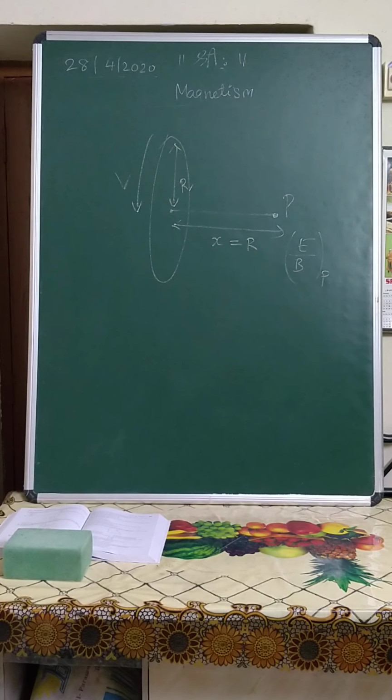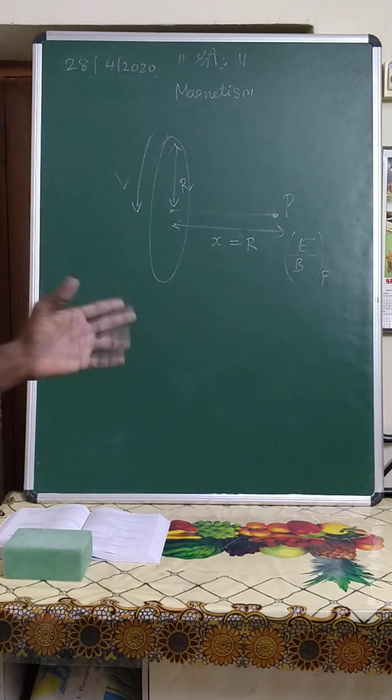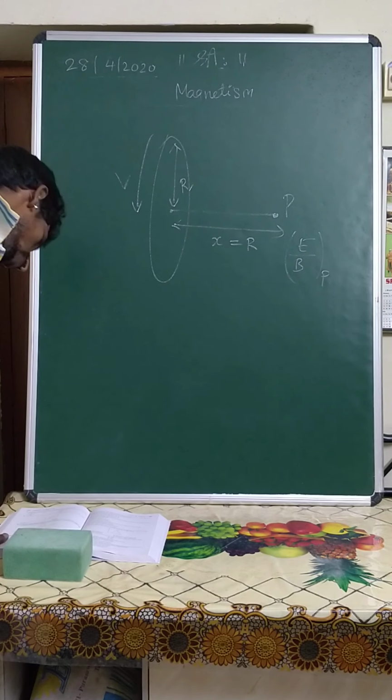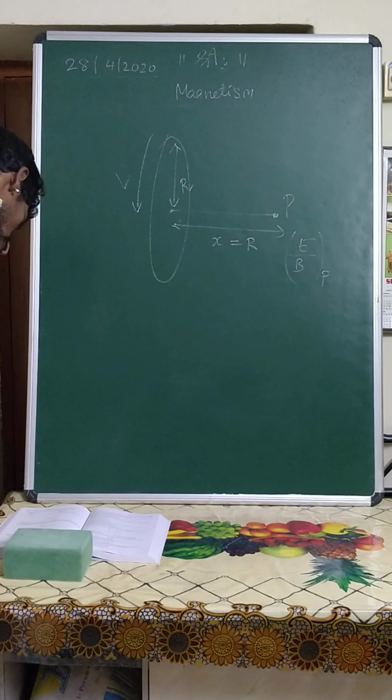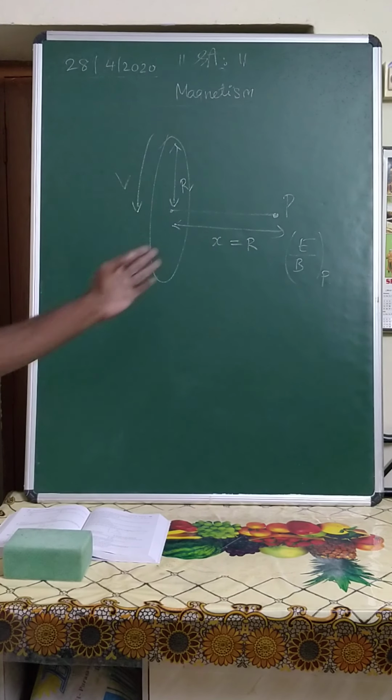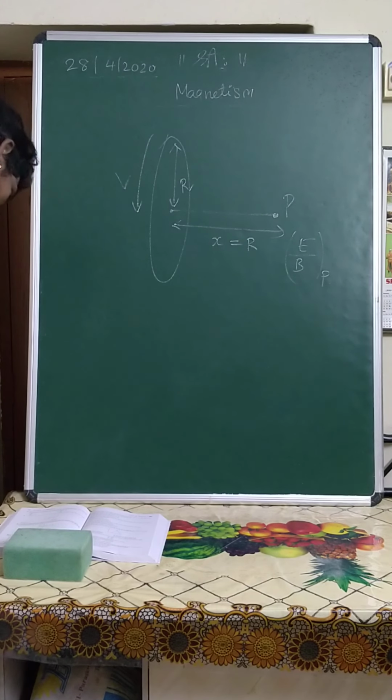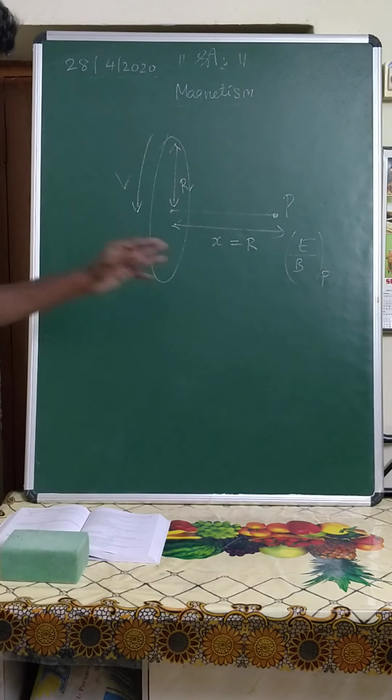The ratio of the electric field vector to the magnetic field vector on the axis of the ring, where x is equal to r from the center of the ring. c is the speed of light, they have given. They have given 4 options: c square by v, v square by c, v by c, and c by v. So let us find this.